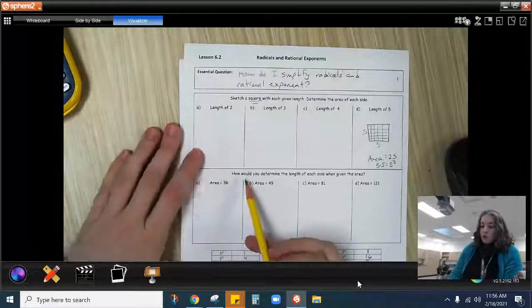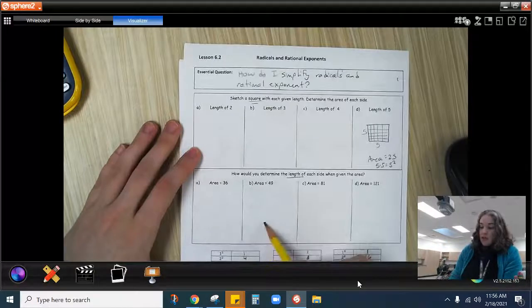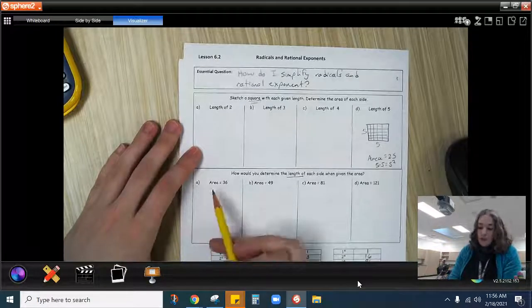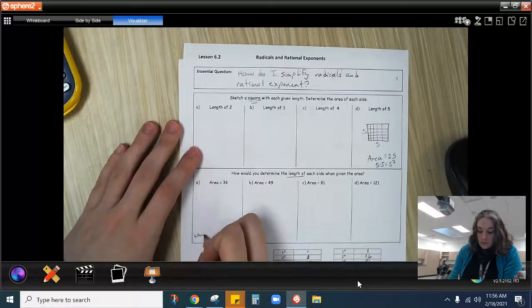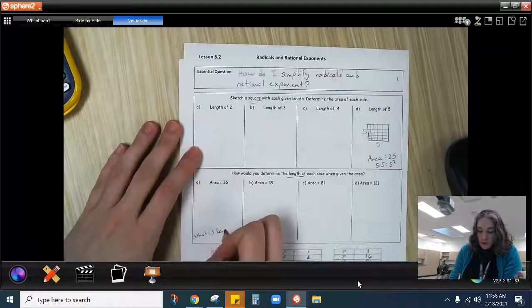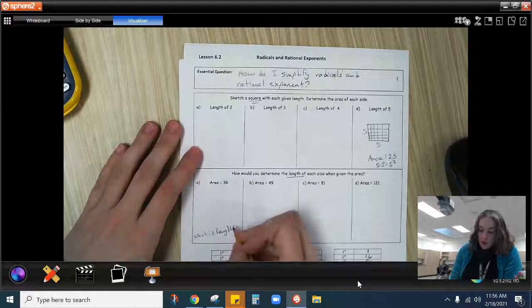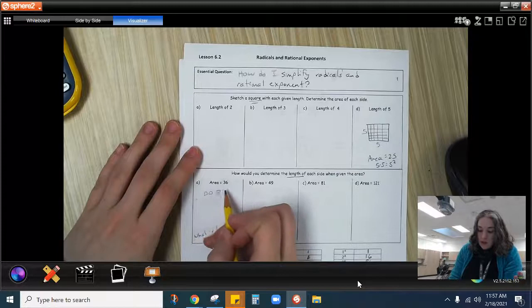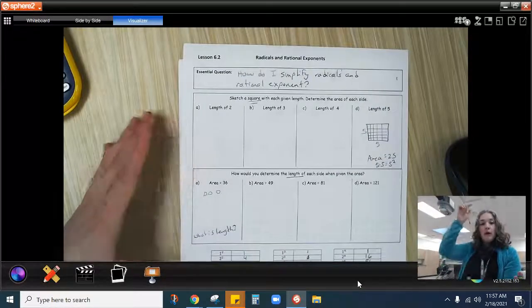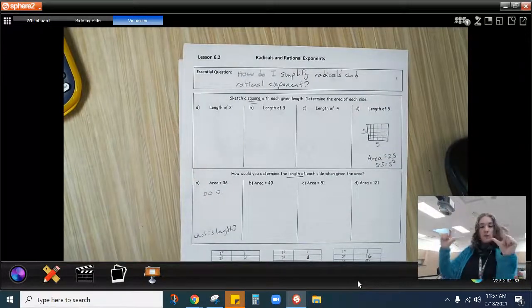So now, what would you do to determine the length of each side if you were given the area? So let's say you were given an area of 36. What is the length? That is our question. What is the length? Well, obviously, we could take all of our little boxes and arrange them until we got them perfectly into a square, right? Where it was even.